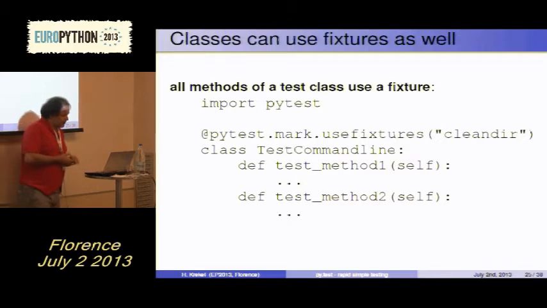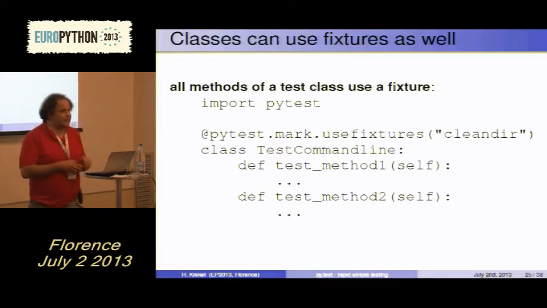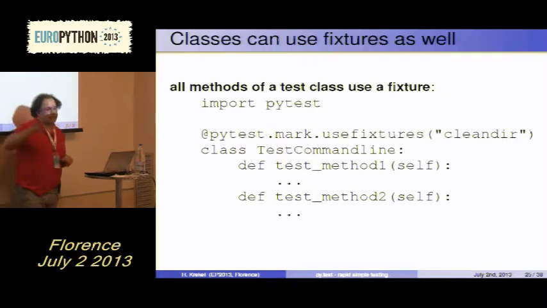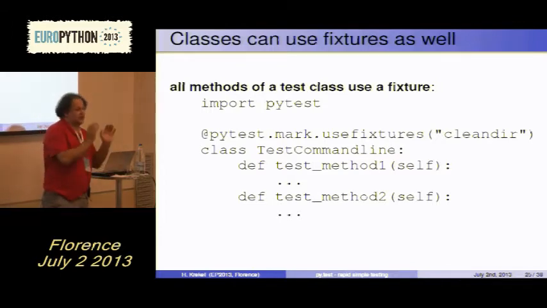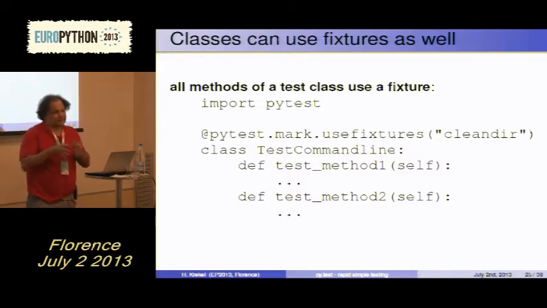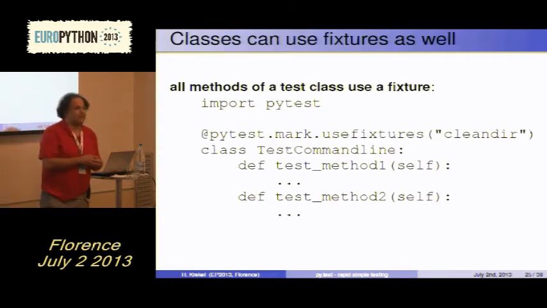Classes can use fixtures as well, and there's one mechanism that allows you to not list all the fixtures in your methods. So you can just say, okay, this class here uses the cleandir fixture. And the cleandir fixture basically creates a temporary directory and changes into that temporary directory. And then maybe it puts a default configuration file there or not. It's like a clean thing. So any test will have this environment as a fixture, like a clean directory where nothing is in there. And you don't need to list it because you just work with that assumption.